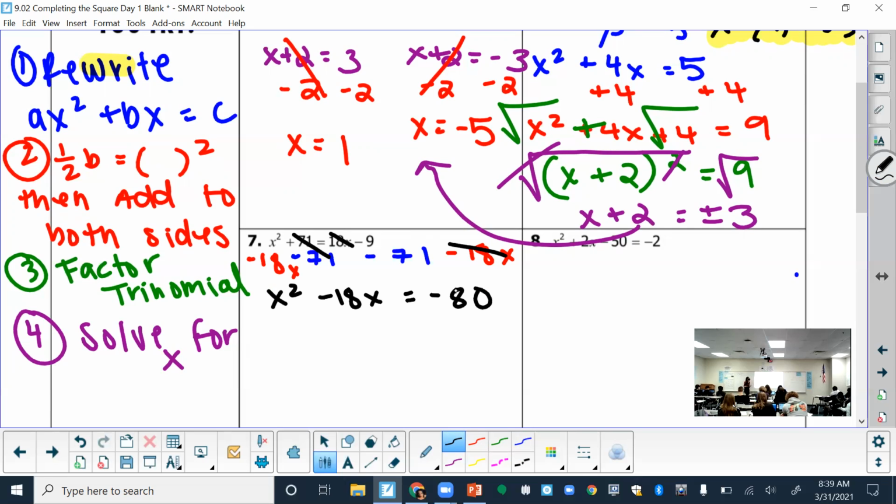All right, so now we're going to move on to step 2, which is to take half of b, square it, and add it to both sides.